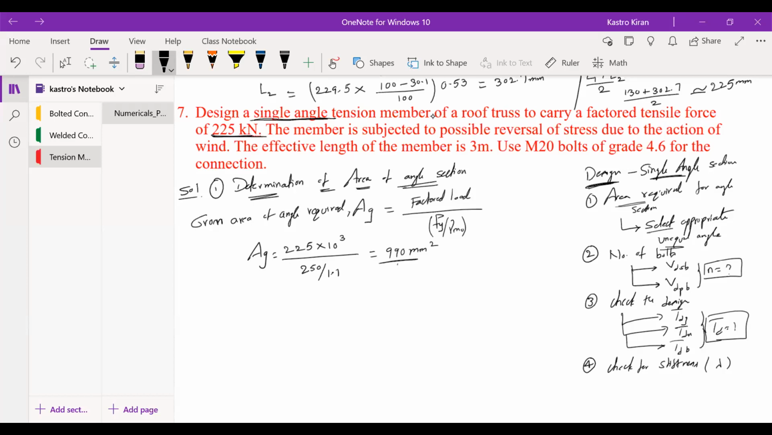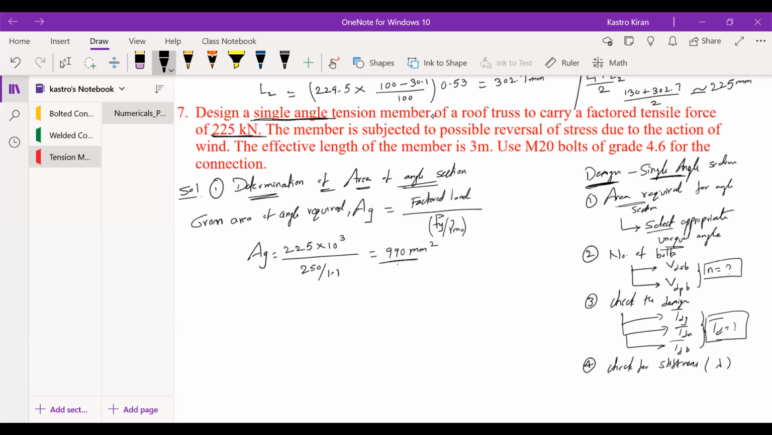You have arrived at the gross area that is required, or that has to be provided. Now you don't know what is the angle section or what is the type of the angle section. So based on the gross area which is obtained, that is 990 mm square, refer the steel tables book, refer unequal angle sections only, and find out which unequal angle section has an area greater than or equal to 990 mm square.